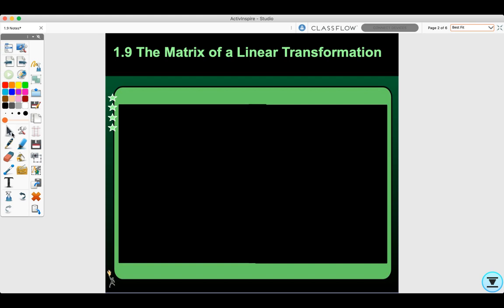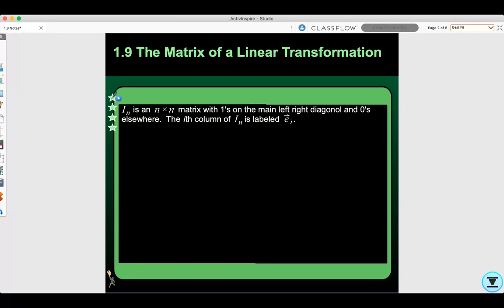Today we're going to be doing section 1.9, the matrix of a linear transformation. I_n is an n by n matrix with ones on the main left-right diagonal and zeros elsewhere. The ith column of I_n is labeled e_i. So this is I for identity matrix, e1, e2, e3. So the main diagonal is your ones.